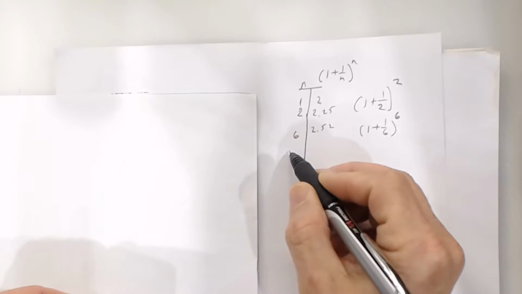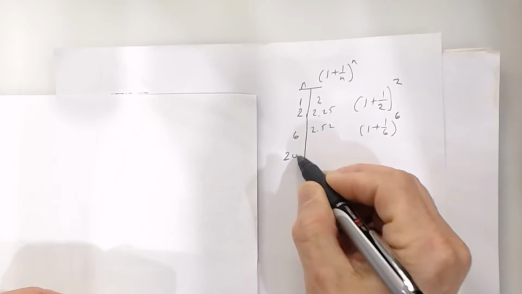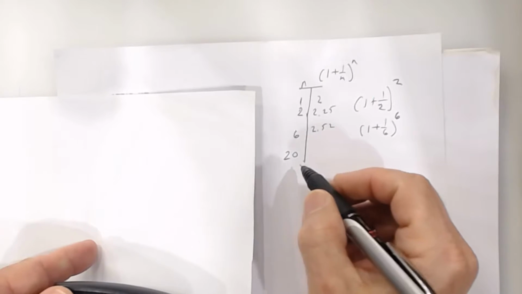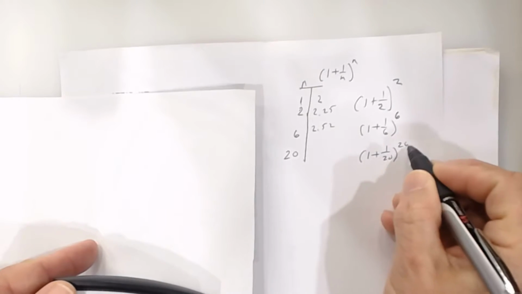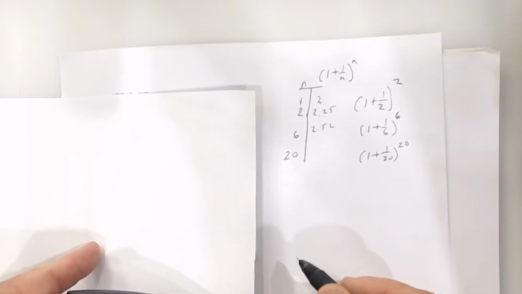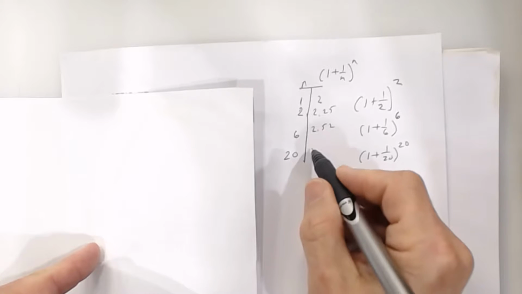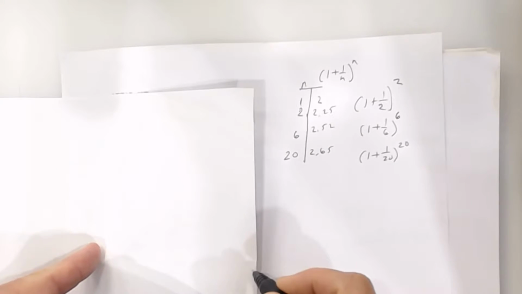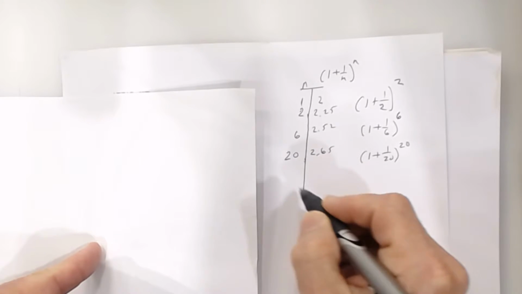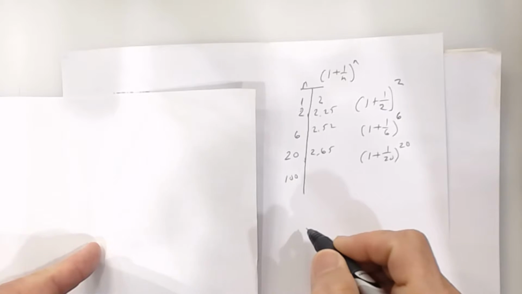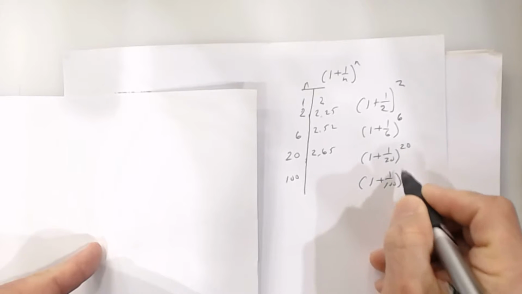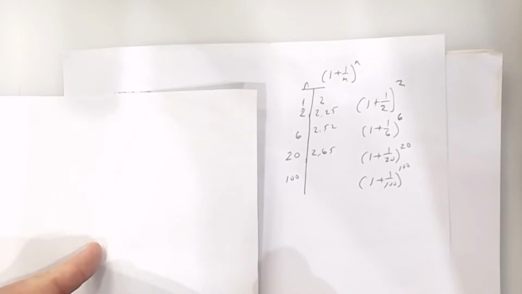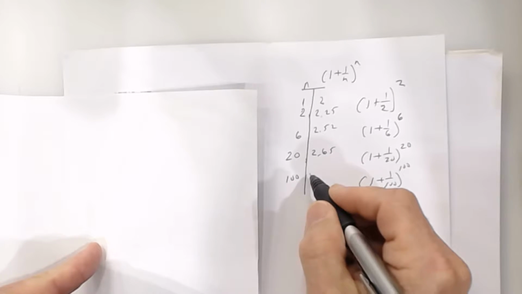Okay. If n is, let's say, 20, 1 plus 1 over 20 raised to the 20th power. What is that? 2.65. If n is 100, I get 1 plus 1 over 100 raised to the 100th. What is that? 2.70.